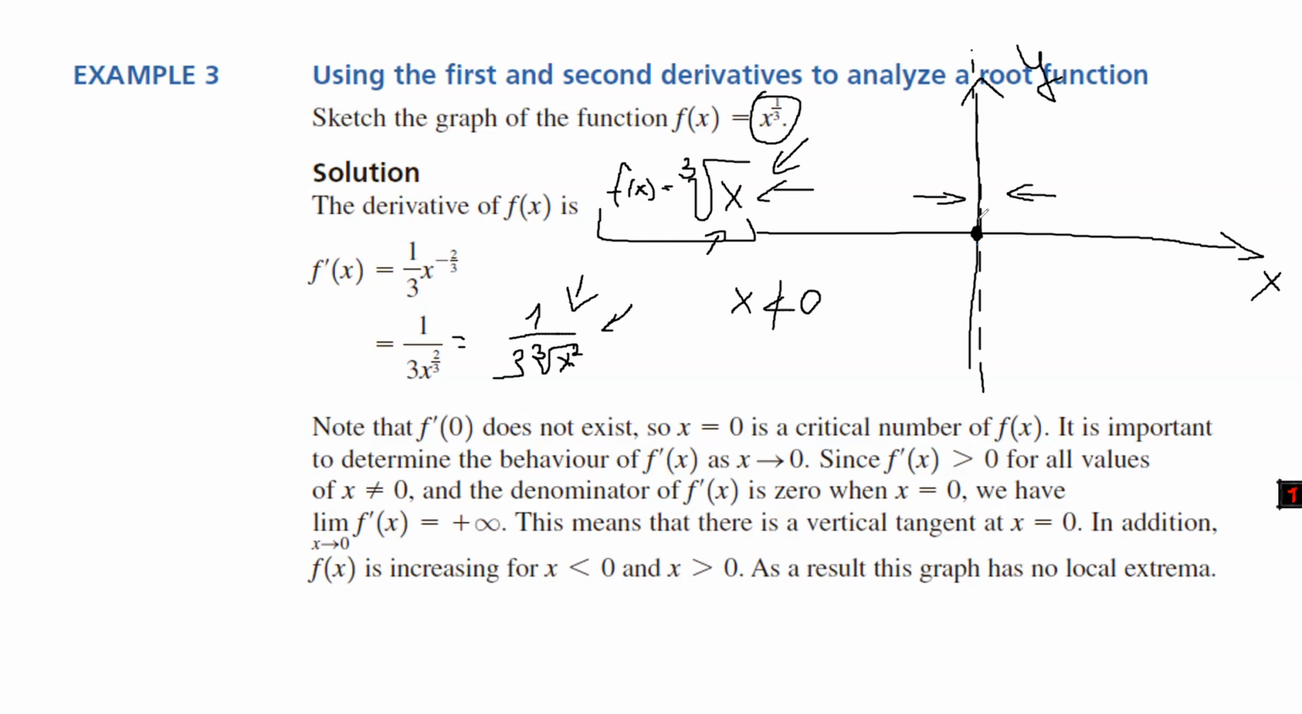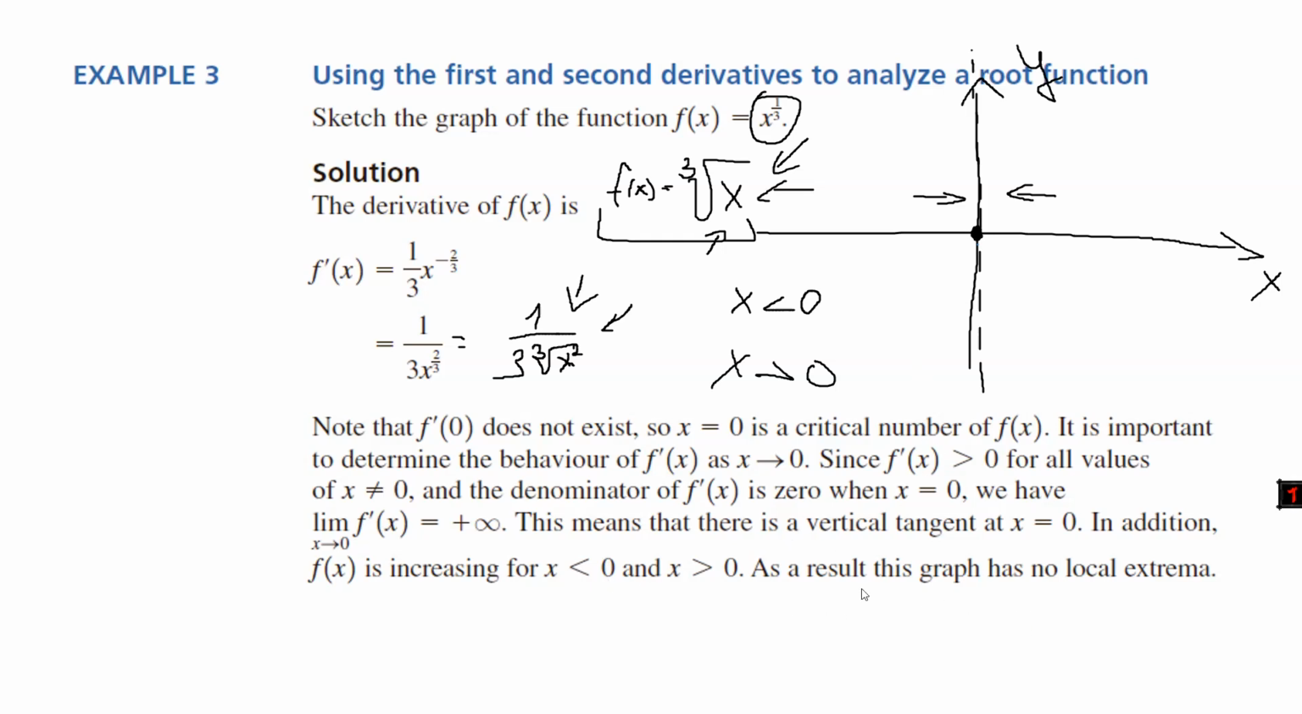In addition, f of x is increasing for all values of x, because now we see that we can substitute x less than 0 and greater than 0. You see, now we found the mistake. Now we know that from both sides of 0, our first derivative is positive. It means that the function is growing up, right?